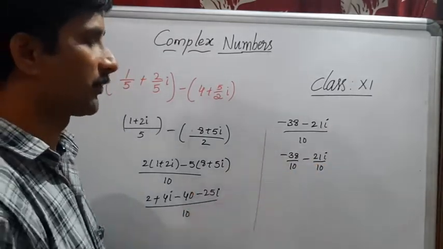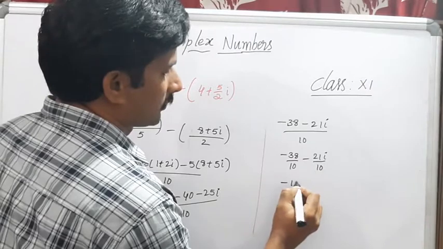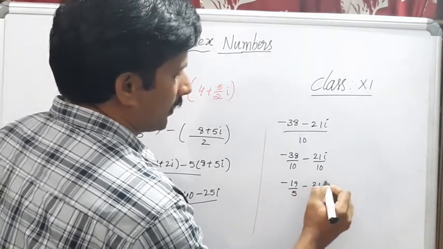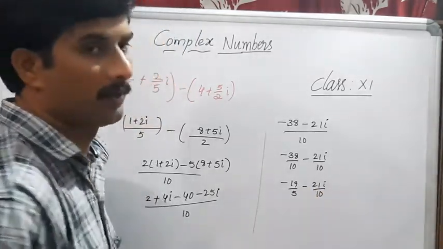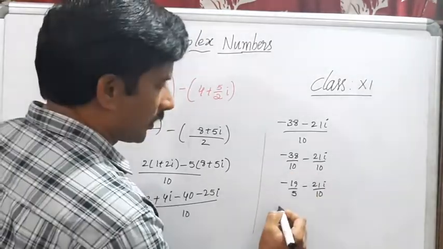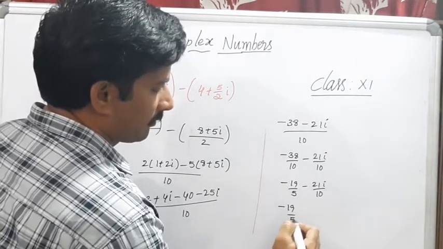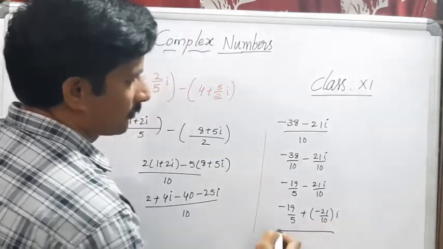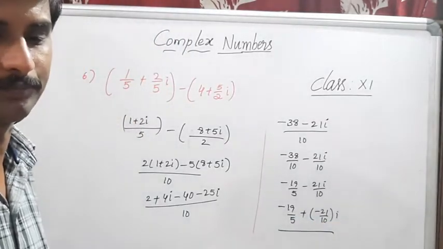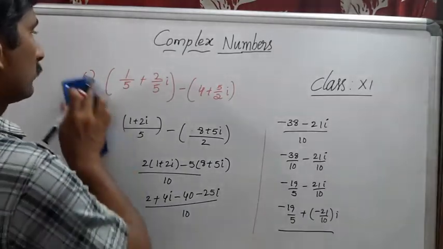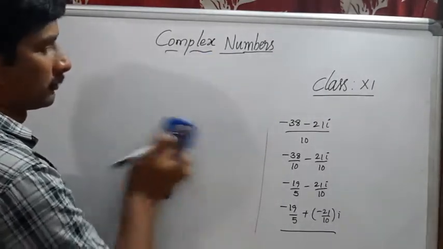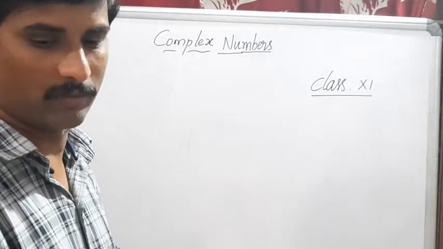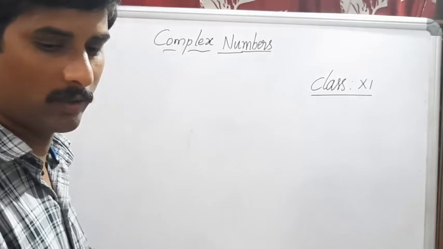So you can go for the simplest form. Here 2 19s are 38 and 2 5s are 10, minus 21i by 10. So in the form of a plus ib, we can write minus 19 by 5 plus of minus 21 by 10 into i, so this is in the form of a plus ib. Now we have similar problems. I'm going to the next problem.